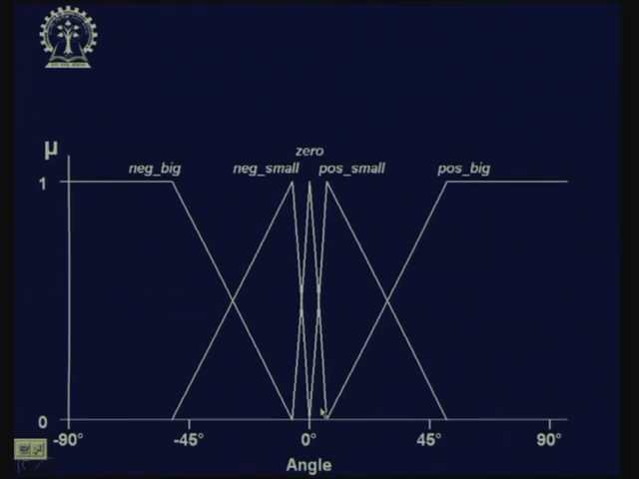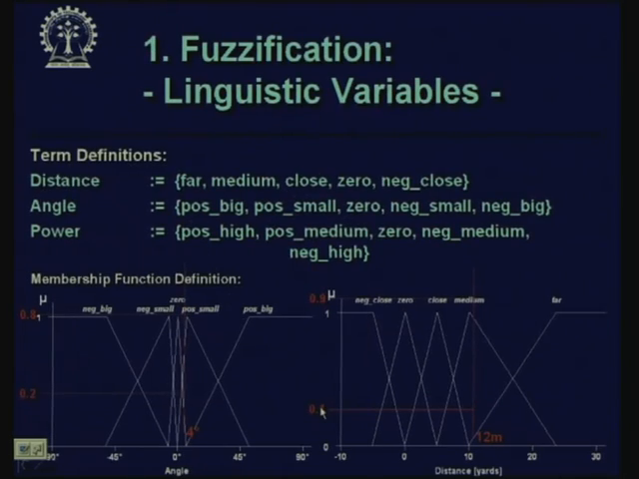All right. And given any particular value, say 4 degree of angle, I can find out its membership, that its membership in 0 is 0.2 and its membership in positive small is 0.8. In that way I can find out their membership. So, this is fuzzification. I get an angle and get these membership values. So, this is how I do the fuzzification first.